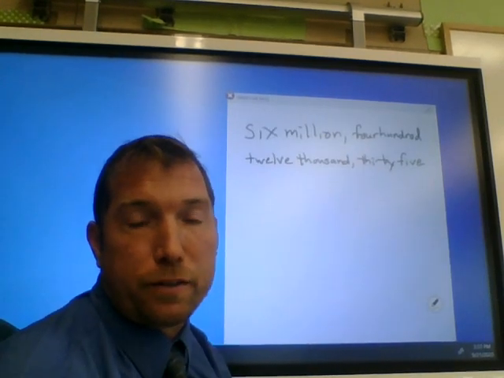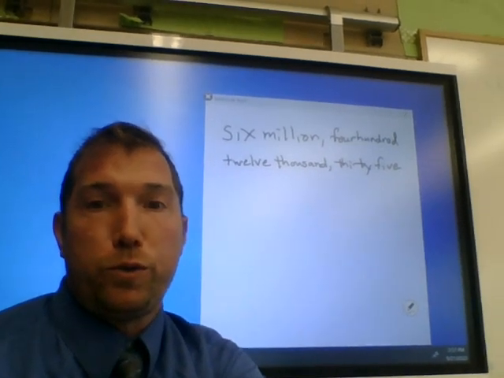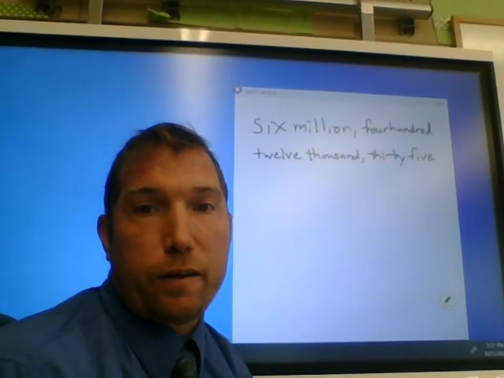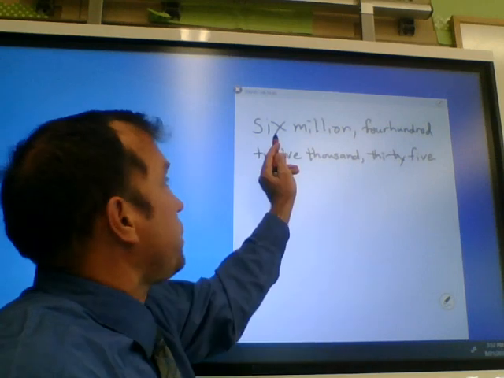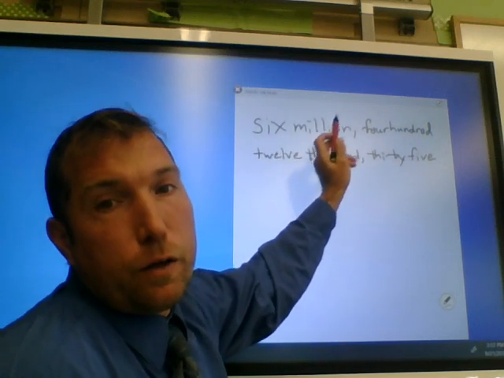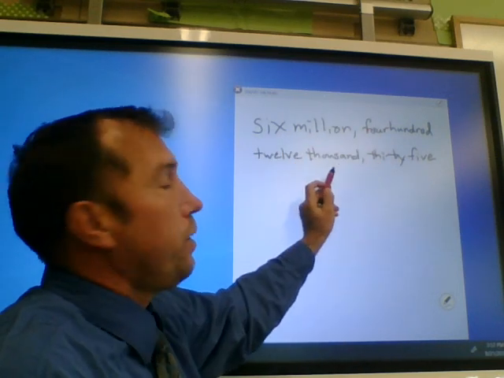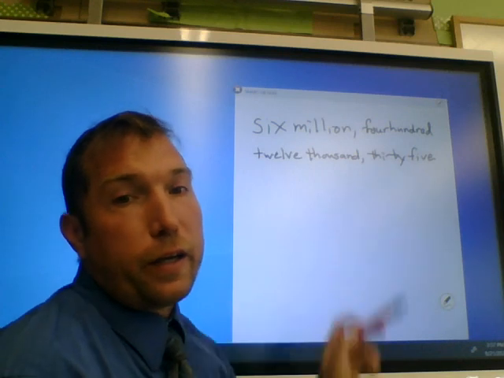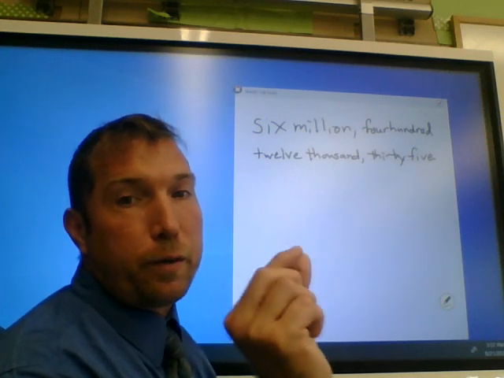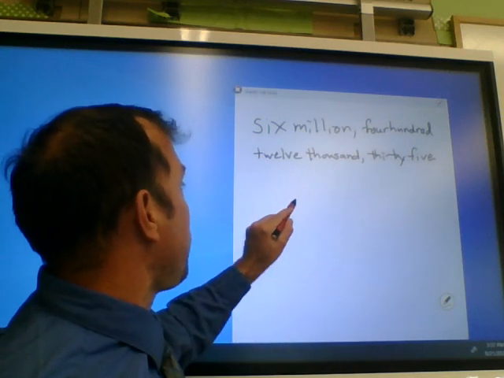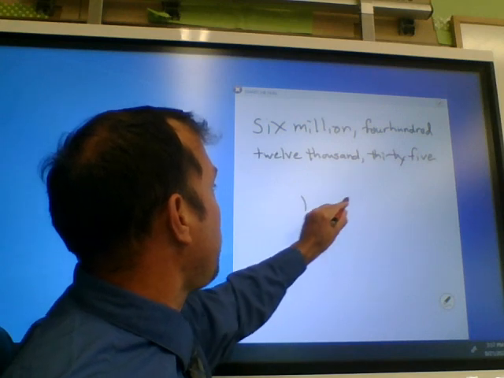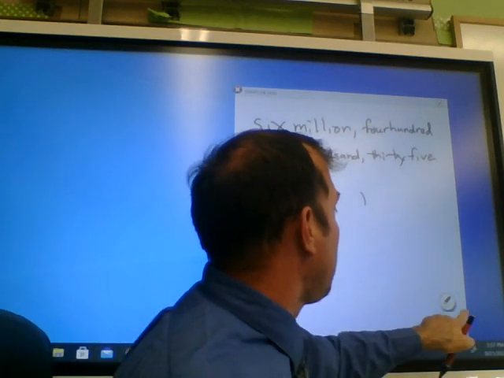Now we'll practice going from word form to standard form. So I have the words here, 6,412,035. Again, those commas are very, very important. I know in my answer that I'm also going to have those same 2 commas. Okay, I'll switch the color.